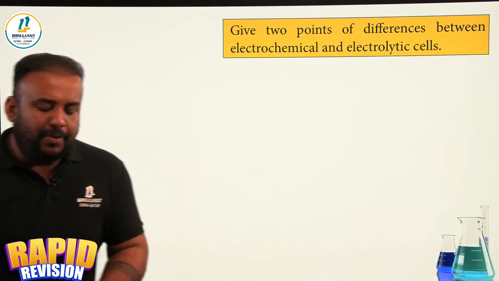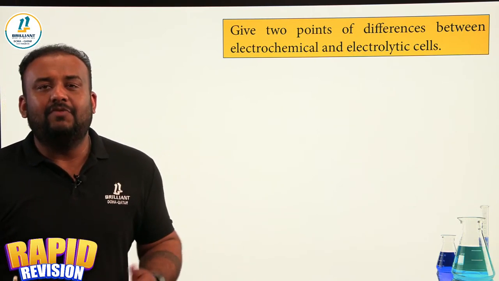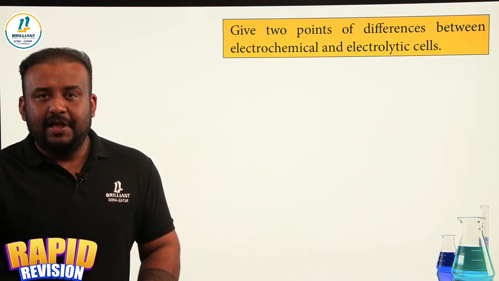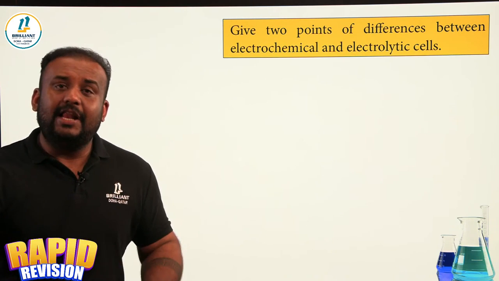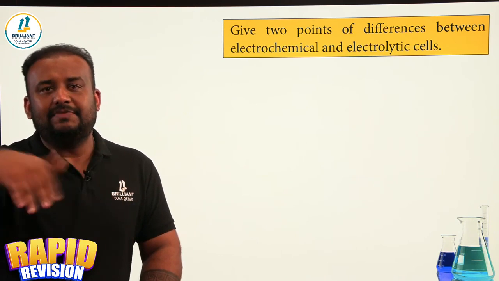Give 2 points of differences between electrochemical and electrolytic cells. In an electrochemical cell, what is happening? Chemical energy of redox reaction is used to create electricity. Whereas in an electrolytic cell, electrical energy is used to drive chemical reactions. Isn't it? One is spontaneous, one is non-spontaneous.